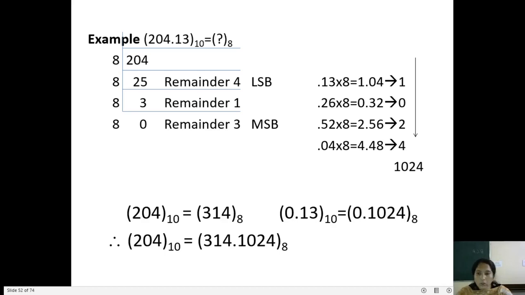So this is how we are using it. The main difference is that there we used base 2, and now we are using base 8, because there we converted decimal into binary, and now we are converting decimal into octal.